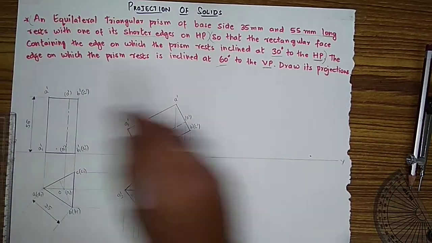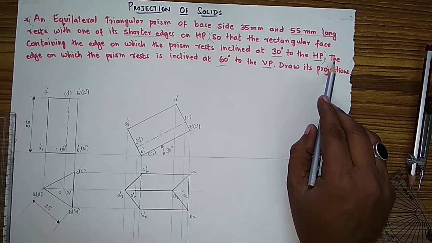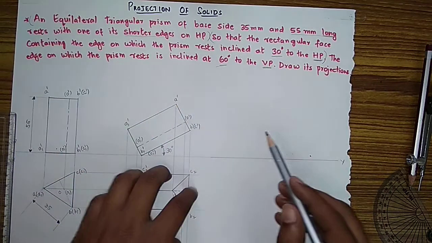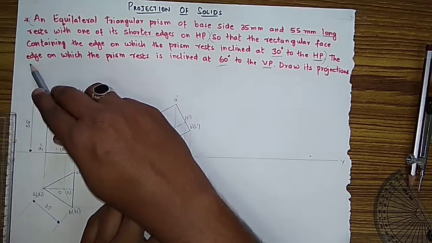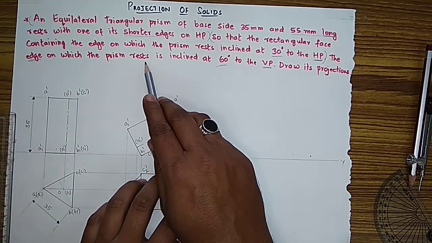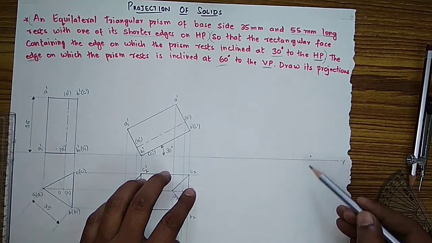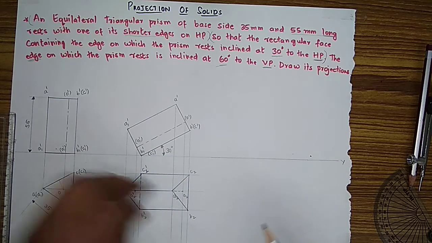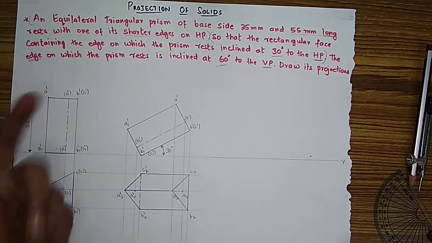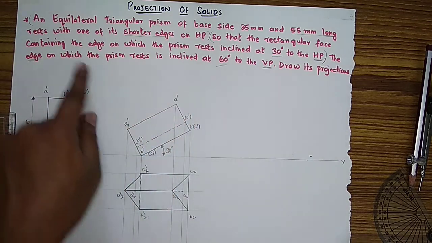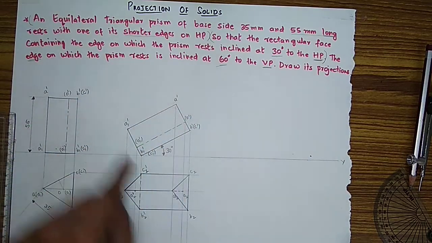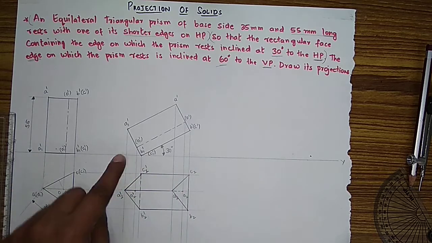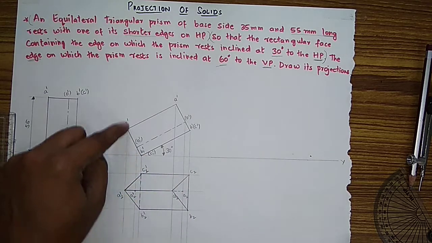So carefully read the question and understand the question. The edge on which the prism rests is inclined at 60 degree. Means on that 60 degree angle, we have to rest the edge. Which edge? You have to see. The prism is resting on this XY line with B1 dash and C1 dash.